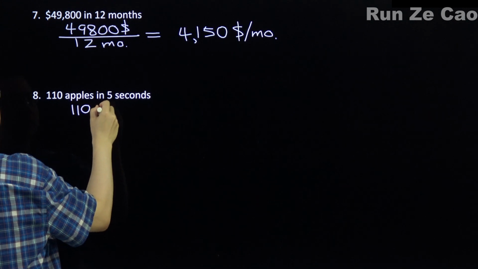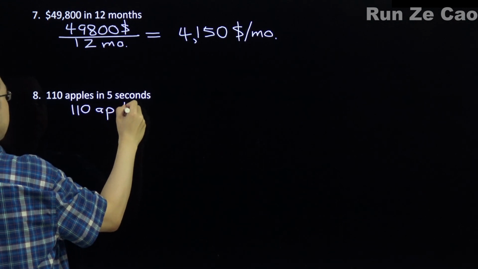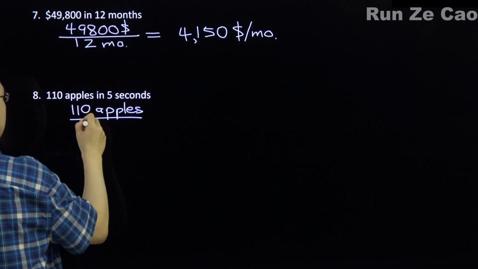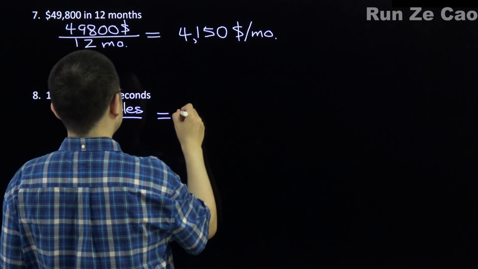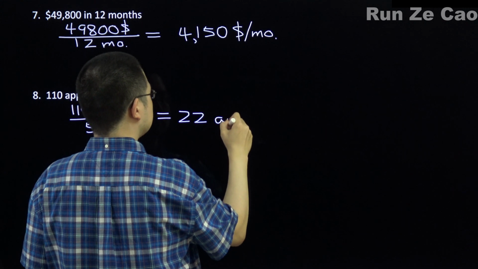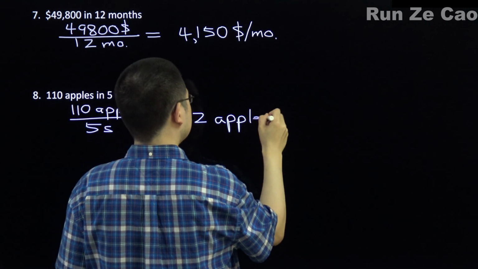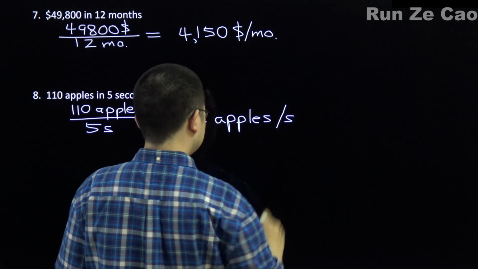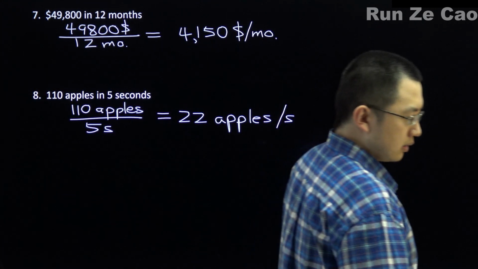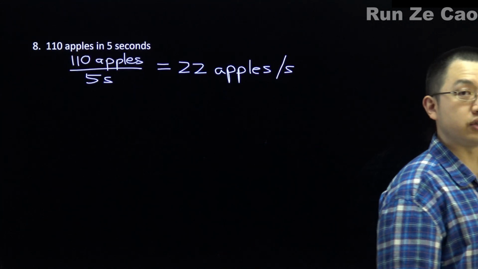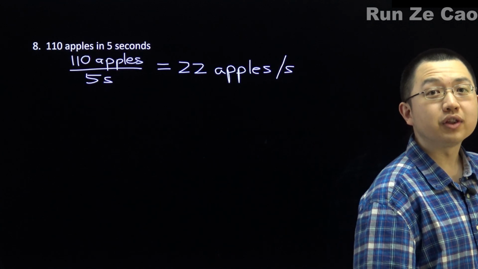So, 110 apples over 5 seconds is equal to 22 apples per second. So, that's how unit rates work. You just divide, and then you put the appropriate units.